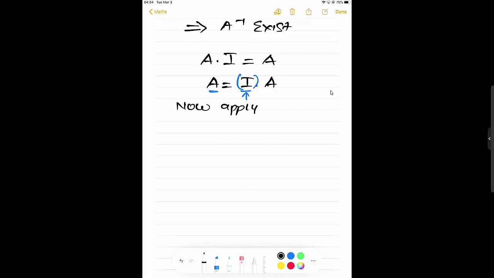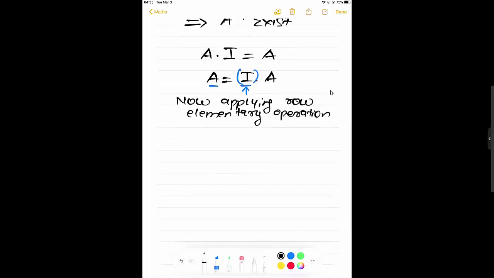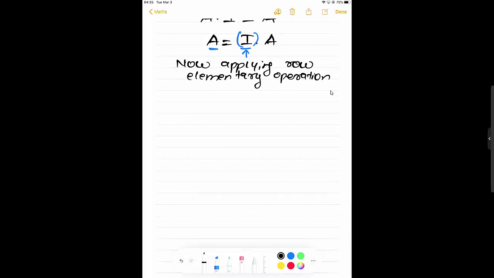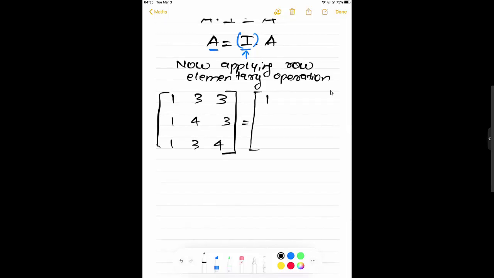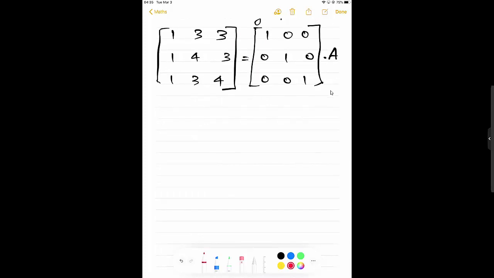So now, applying the row elementary operations. For this particular equation, first we will write it as matrices. What is the value of matrix A? It is the matrix A equal to, and what is the value of the identity matrix? It's the 3 cross 3 identity, times A. Now what is our aim? We have to form an identity matrix. The first entry is already 1, so no need to change. Then we have to convert this value to 0.